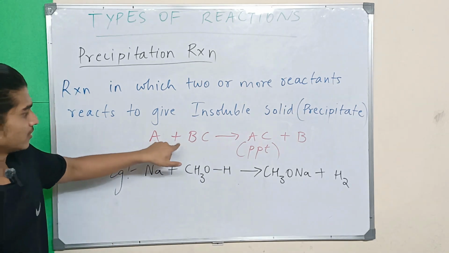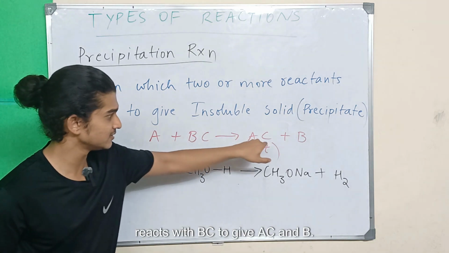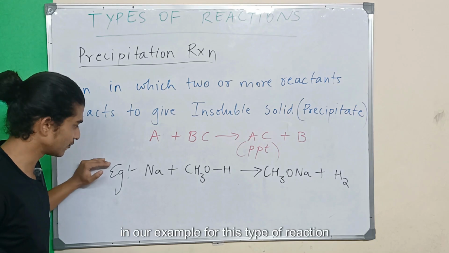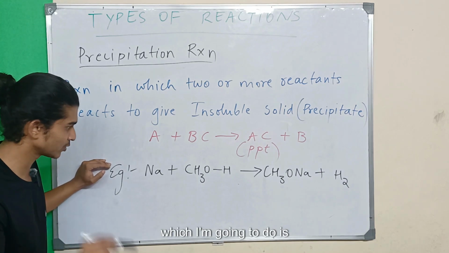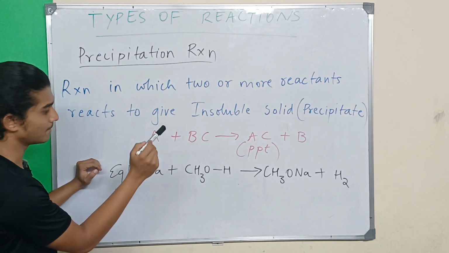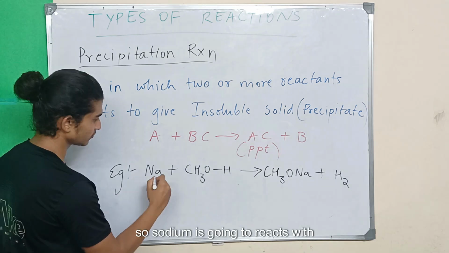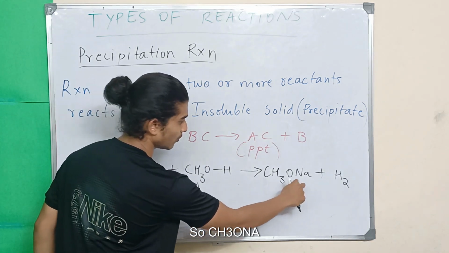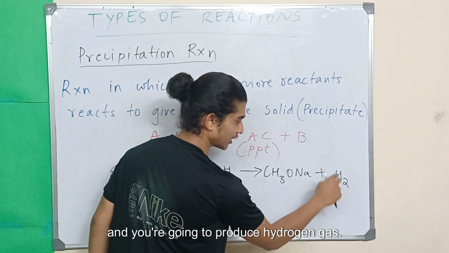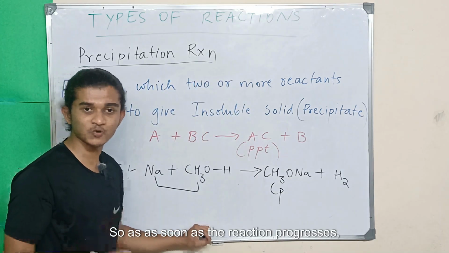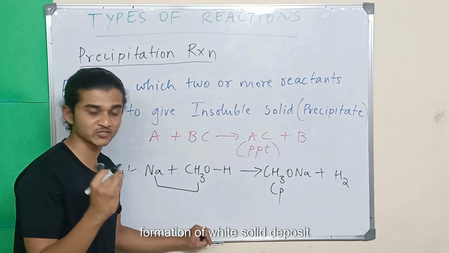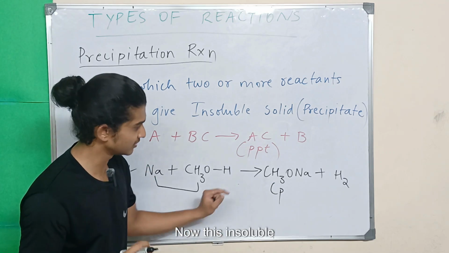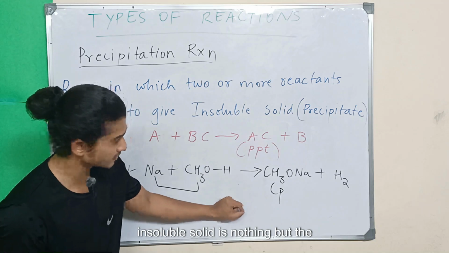So A reacts with BC to give AC and B. Now AC is nothing but the precipitate form. Now the example for this type of reaction which I'm going to do is when sodium reacts with methanol. So sodium is going to react with methanol. So you're going to form sodium methoxide, CH3ONa, and you're going to produce hydrogen gas. As soon as the reaction progresses, you can see a formation of white solid deposit which is insoluble in the liquid, forming inside the test tube. Now this insoluble solid is nothing but the precipitate.